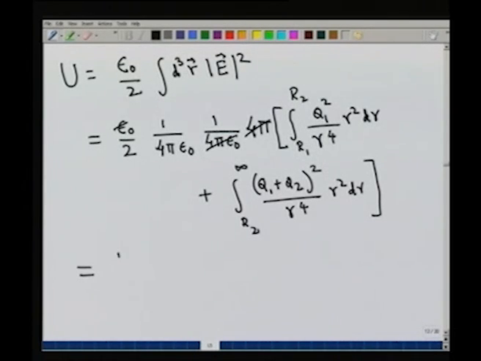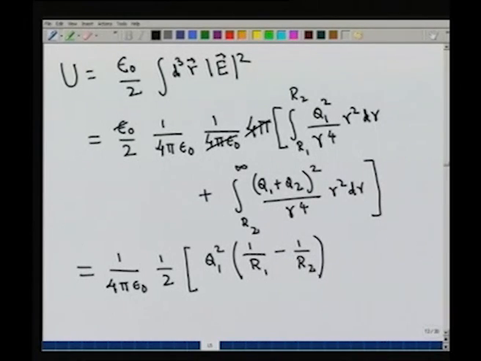This is nothing but 1 over 4 pi epsilon naught. There is a factor of half. So let me open the bracket and let me try to integrate this expression. Let me write my Q1 squared first. I have 1 over R squared dr between R1 and R2. All of you are great experts in solving this. This is nothing but 1 over R1 minus 1 over R2.